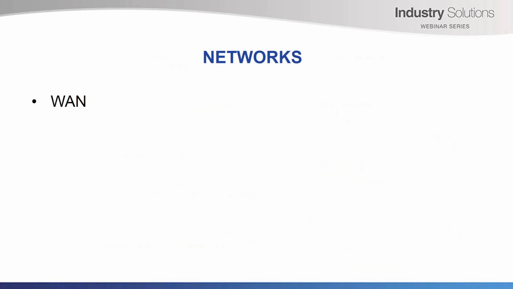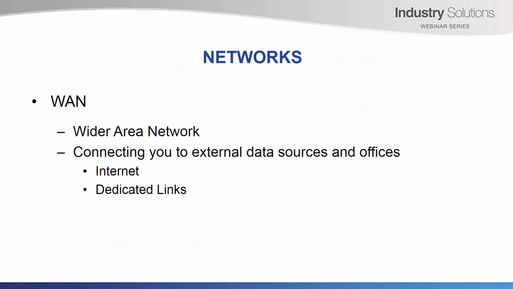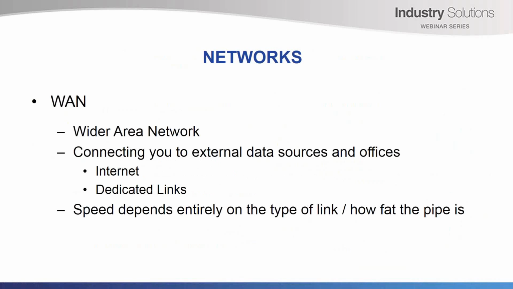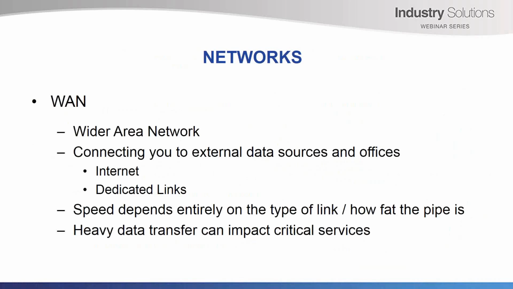You'll also talk about the WAN, or the wider area network, and that's what connects you to your external data sources and other offices. Now, sometimes people use the broader internet, and sometimes people are lucky enough to have dedicated links. Now, the speed of your WAN connection depends entirely on the type of link you have, or really how fat the pipe is. And when we talk about how fat the pipe is, what we really mean is how much bandwidth do you have? How much data can you transfer at an optimal speed at any one point in time? And heavy data transfer across the WAN connection can impact critical services. So just sending things like emails, contacting third-party clients, all that sort of stuff can be impacted by slow WAN connections or congested WAN connections.